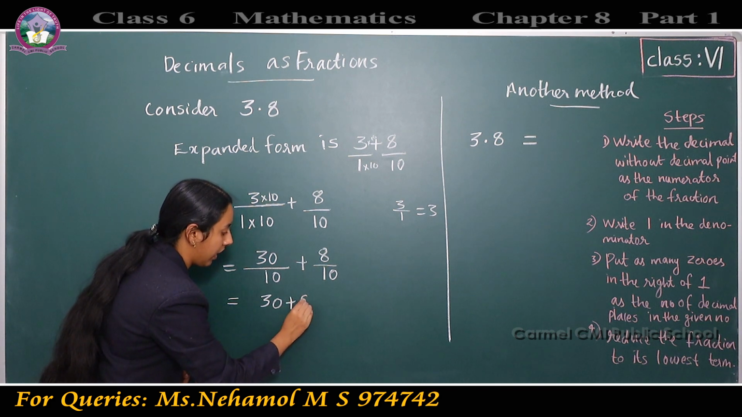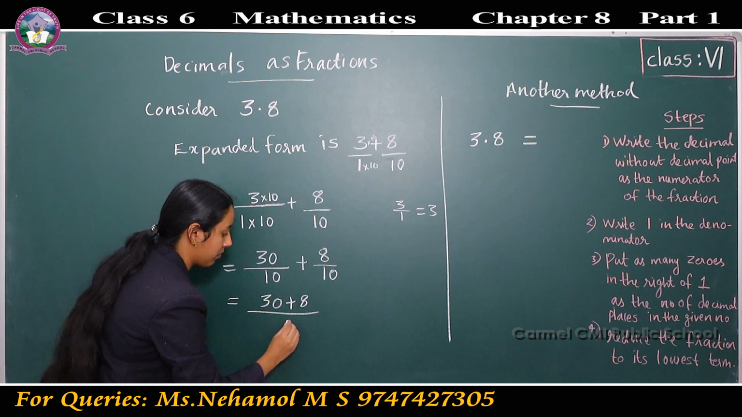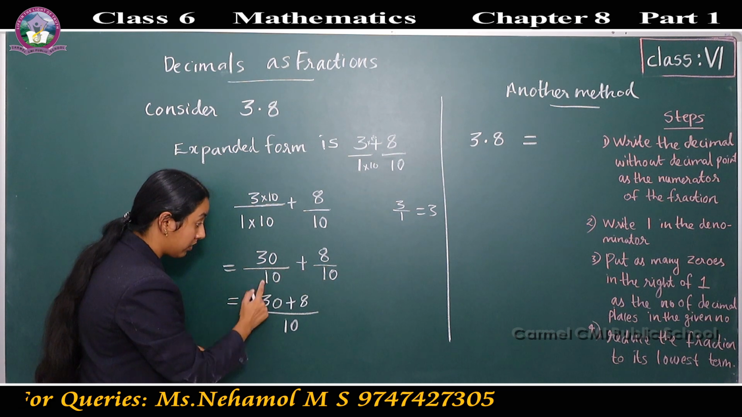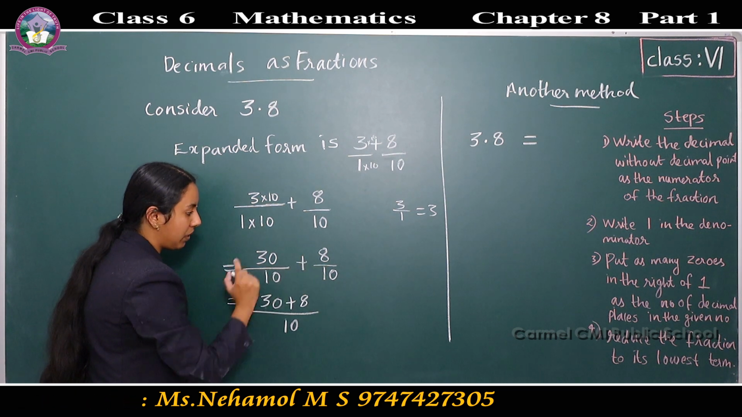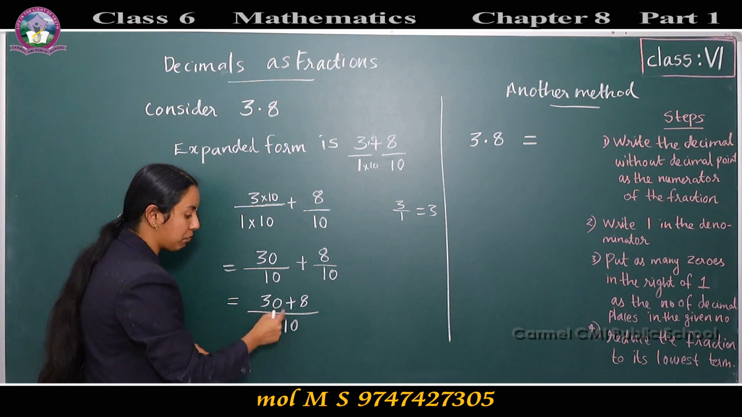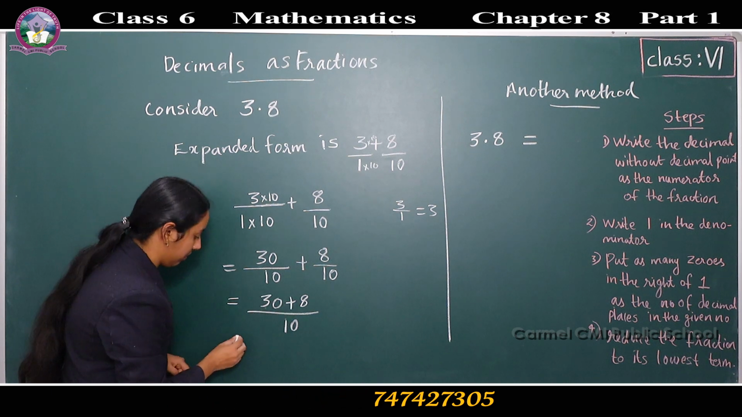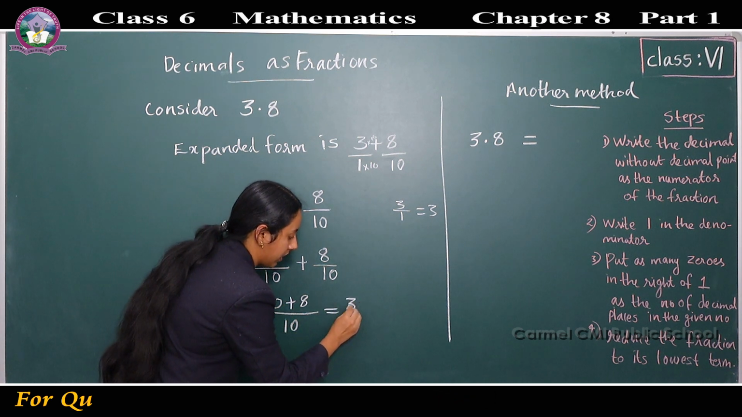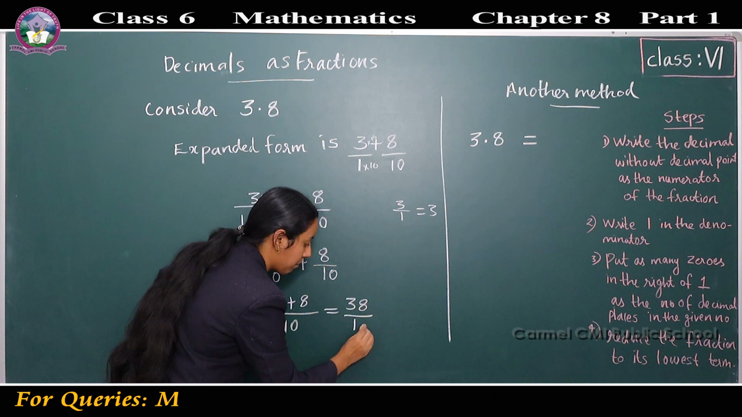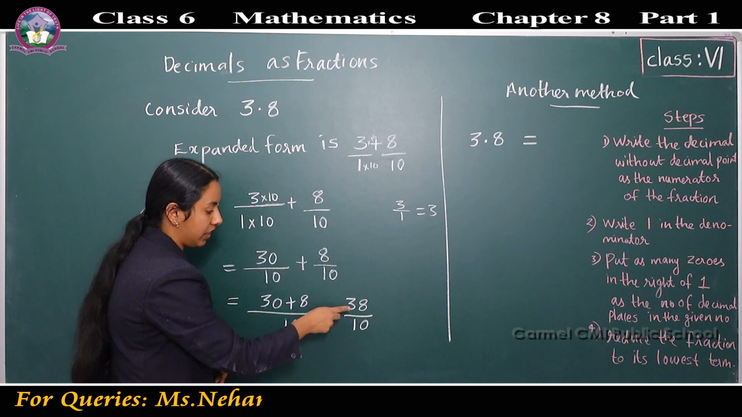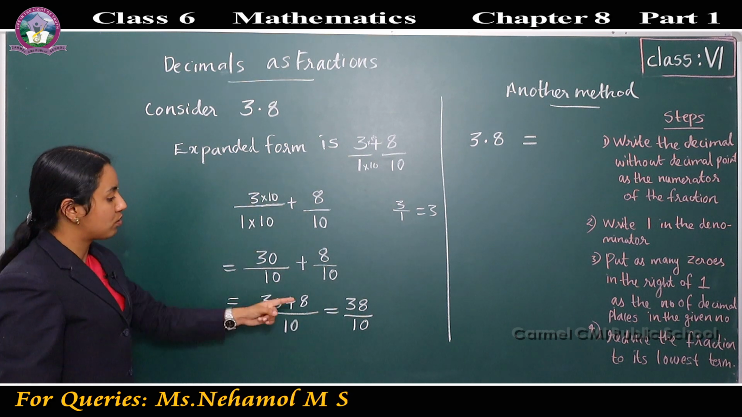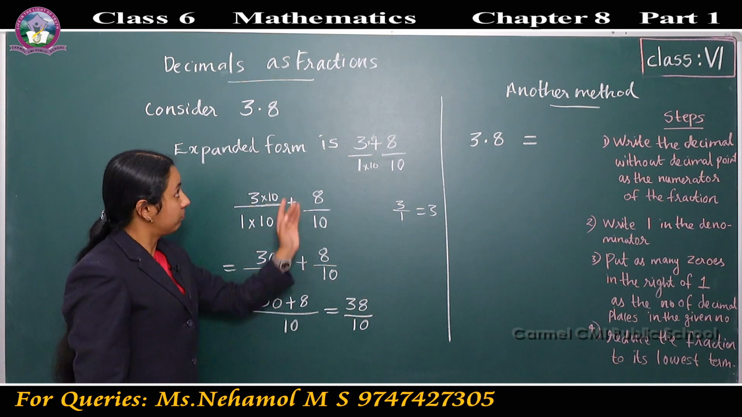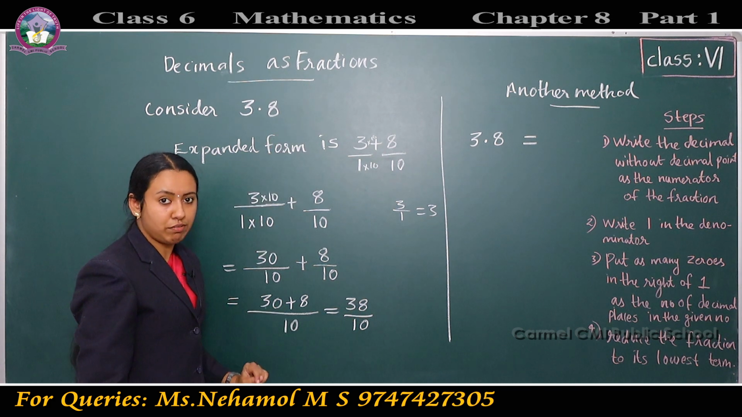So we can directly add the numerators: 30 plus 8 by 10. Then what is the answer? 30 plus 8 is 38, so 38 by 10. We got a fraction.